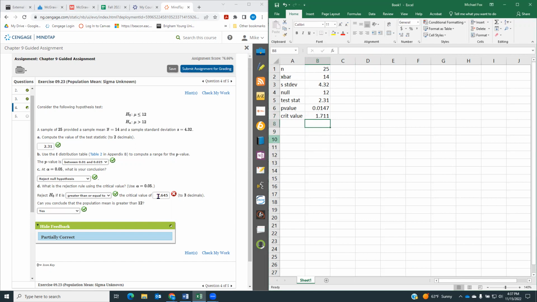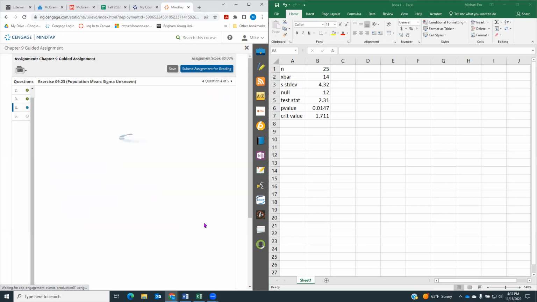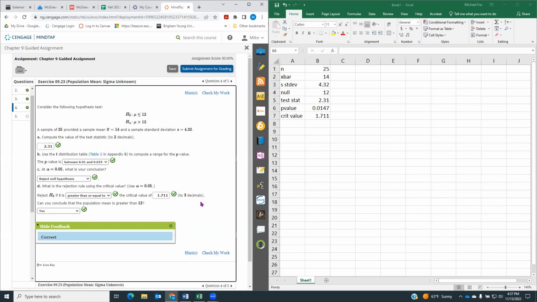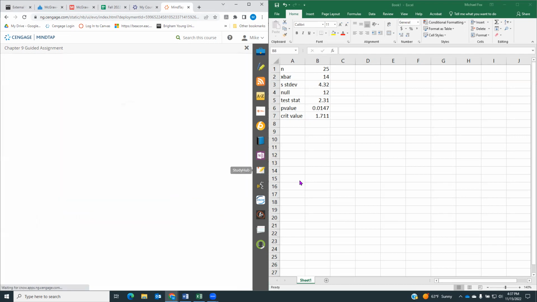So there our critical value is 1.711. So yeah, we don't use normal, we use t when we don't know sigma. All right, so finally, we're on to the last one. I know, this seems like it takes forever, doesn't it?